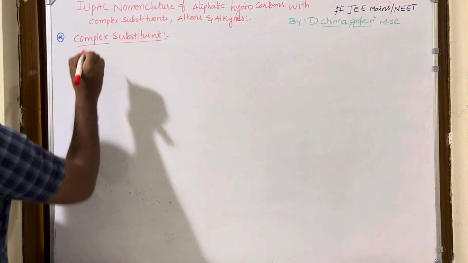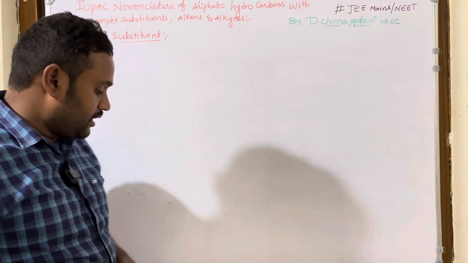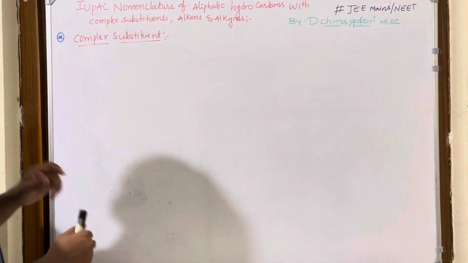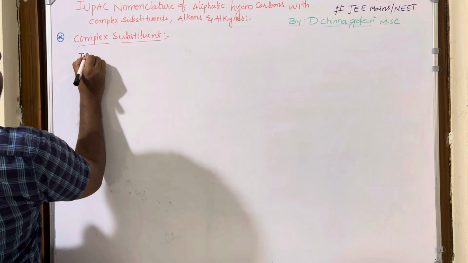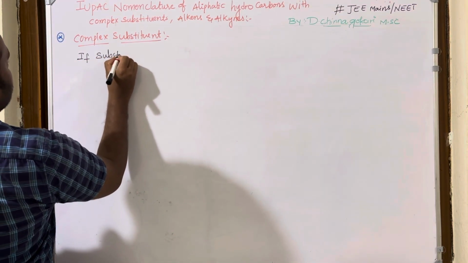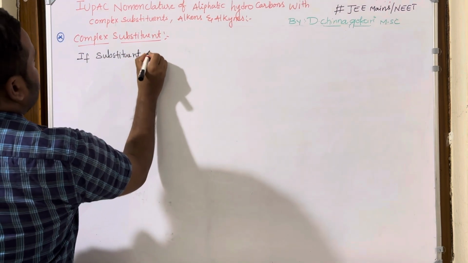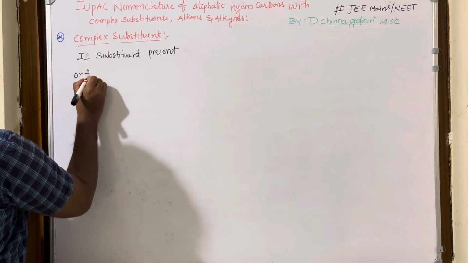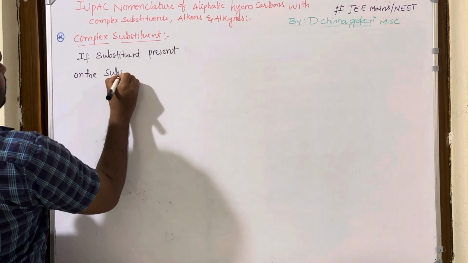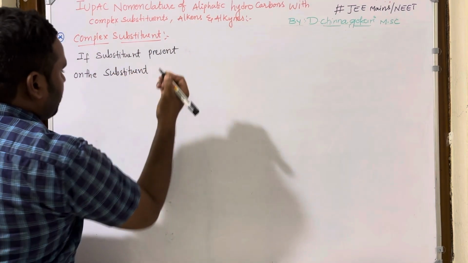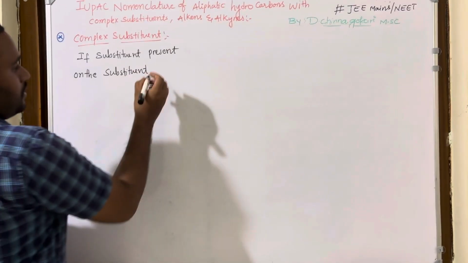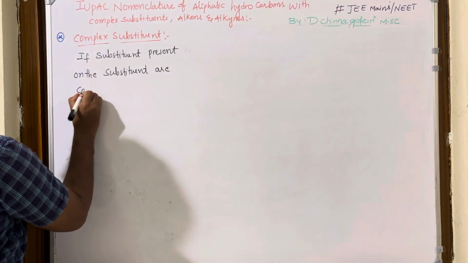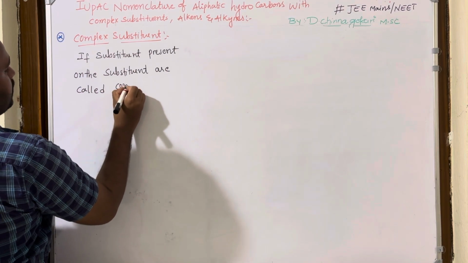So what is a complex substituent? A complex substituent is nothing but, if a substituent is present on the substituent, such types of substituents are called complex substituents.